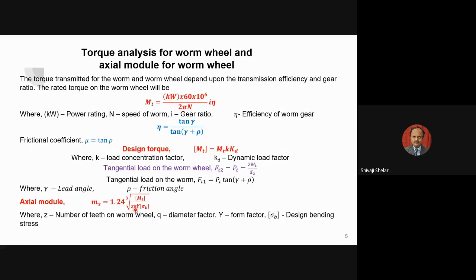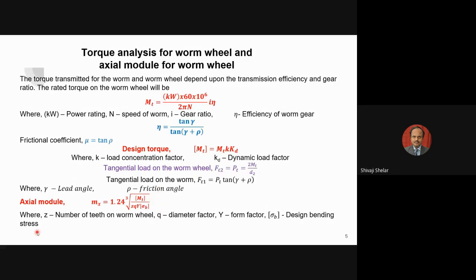It is not B here, it is Q. The diameter factor Q is to be used here. Again, a separate Y value table is given for the worm wheel. Don't use the Y value table of your spur gear or helical gear. So for sigma B, Q, and Y, separate tables are given. When we are solving the problem, I will demonstrate the solution, and at that time we will see how sigma B is selected from the different table value.